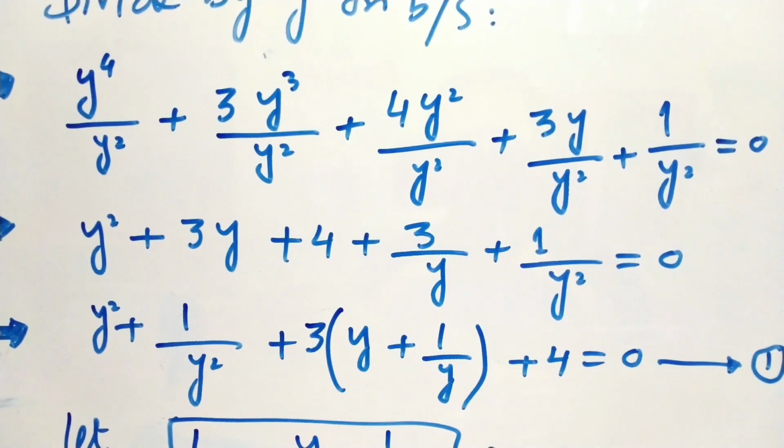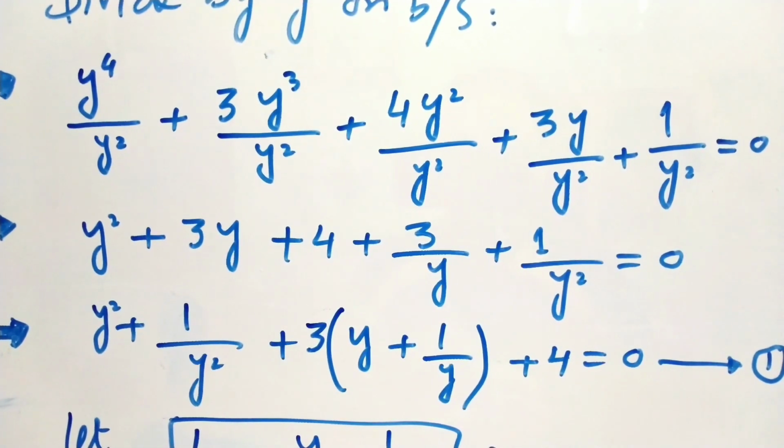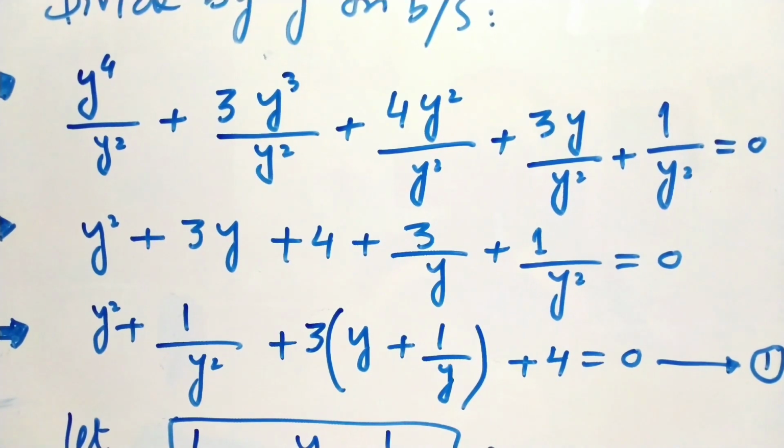Over here, the reduced form is y square plus 3y plus 4 plus 3 over y plus 1 over y square equal to 0. We will separate y square plus 1 over y square together and 3y plus 3 over y together, by taking 3 common outside the bracket, and inside the bracket we have y plus 1 over y, plus 4 equal to 0. This is equation number 1. So what will happen, we will suppose y plus 1 over y as t.